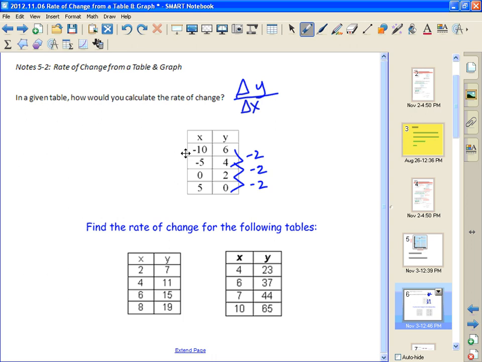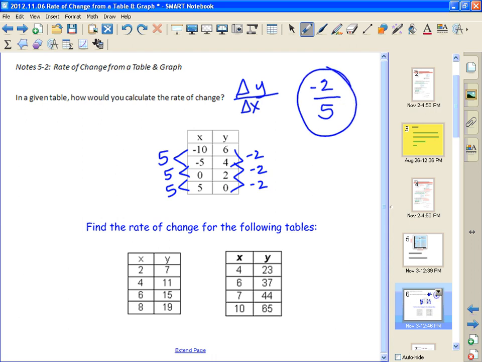Then on the x side, when I look over here, from negative 10 to negative 5, it goes up 5. And from negative 5 to 0, it goes up 5. And from 0 to 5, it goes up 5. So I'm looking for the change in y over the change in x. Each time, my y changed by negative 2, and my x changed by 5. So my rate of change is negative 2 over 5.